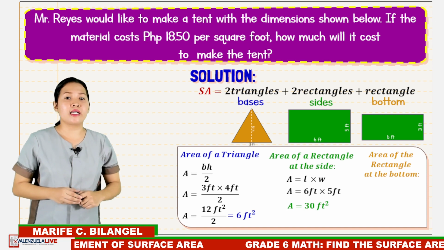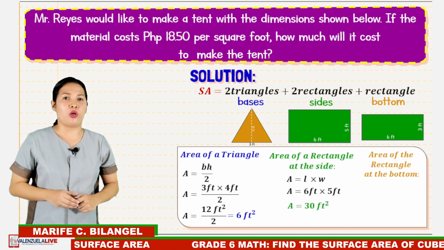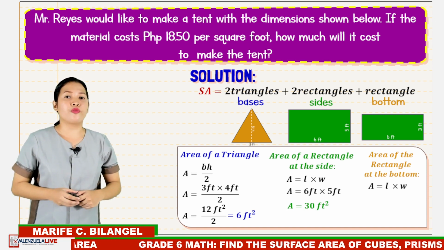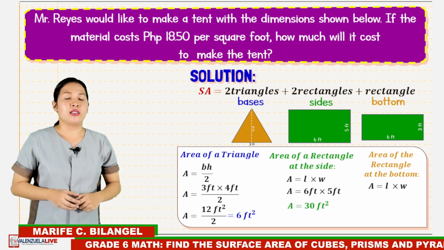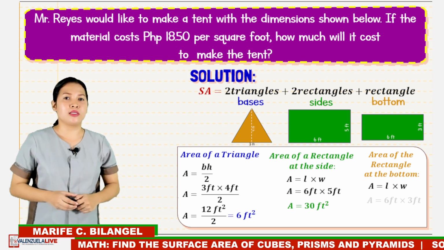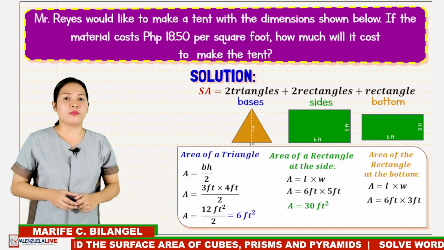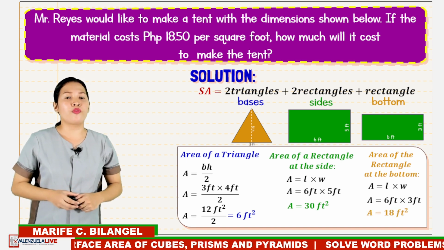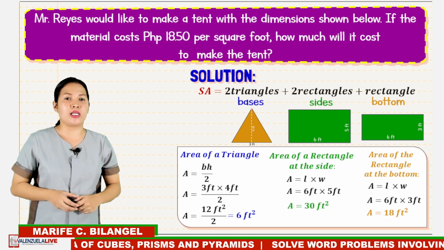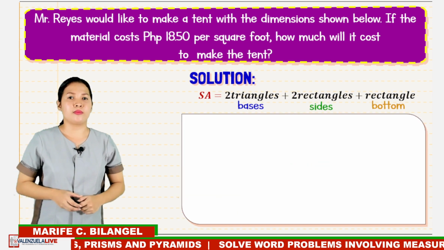Lastly, we get the area of the rectangle at the bottom. The area of the rectangle at the bottom is length times width. Let us multiply 6 feet by 3 feet. The area of the rectangle at the bottom is 18 square feet.